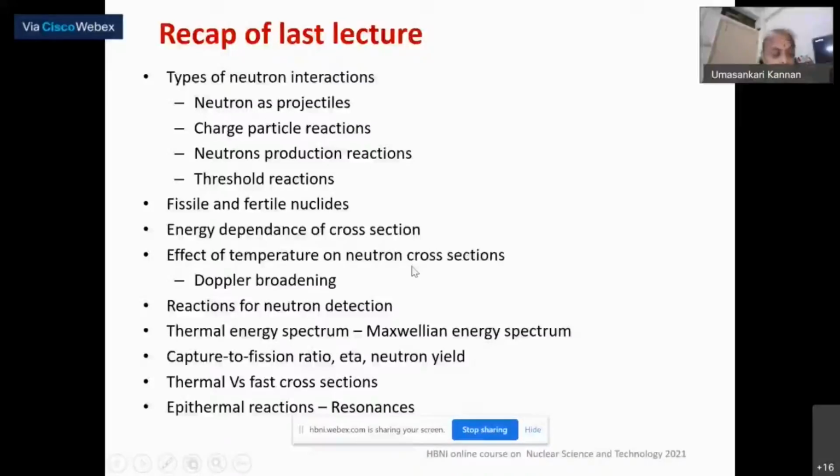Then we emphasized the capture to fission ratio, and how it is important for reactor design or to characterize the materials. We also talked about the parameter eta, which is the number of neutrons produced per neutron absorbed. Then we talked about nu, the number of neutrons produced in any fission reaction, called the neutron yield of a fission reaction.